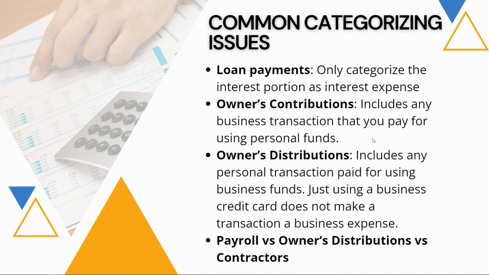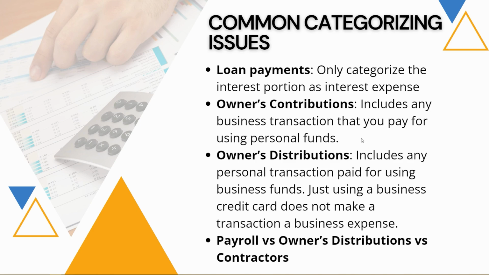So you want to make sure that you're tracking down all of those types of things that you're using on your personal card or personal bank account, because all of those transactions are owner's contributions. Now, the flip side is the owner's distributions. So this is any transaction, anytime that you are pulling money out of the business, then that's a distribution. So this includes any personal transaction that you are paying for using business funds.